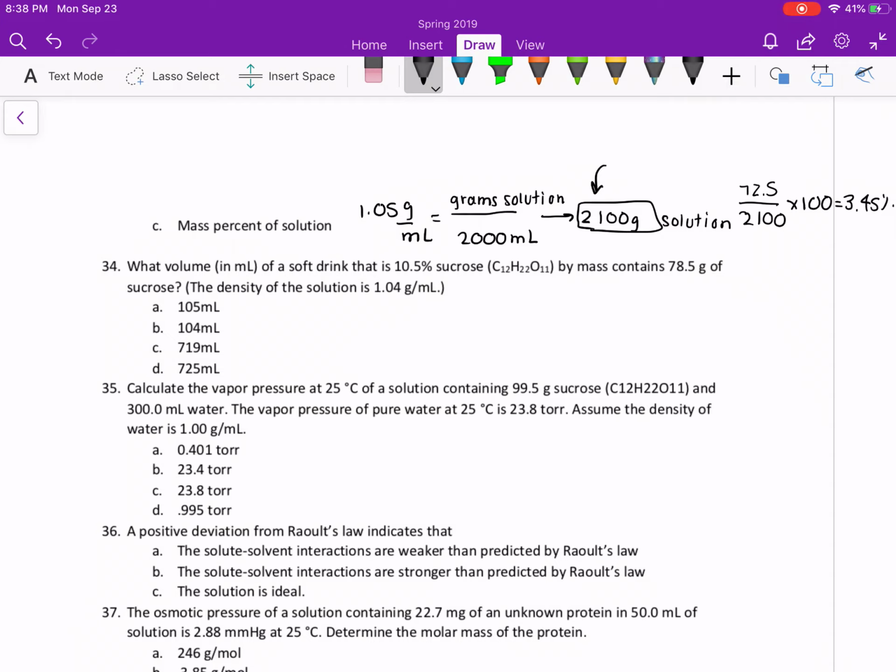If I move on here, it asks about the vapor pressure. So what I need to do is find the mole fraction. The molar mass of sucrose is 342.2 grams per mole. Like I said, it should give it to you, or would have you do it. I would bet on it giving it to you, but if not, it's not that difficult to find.